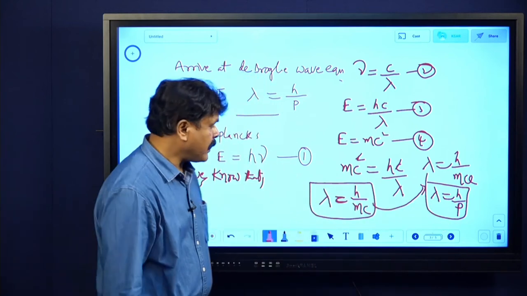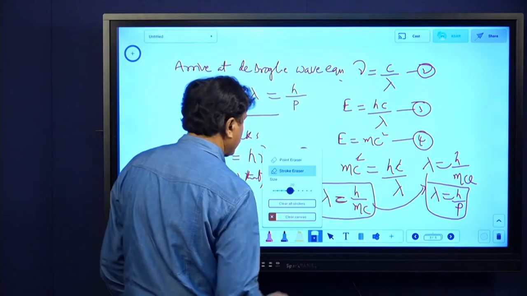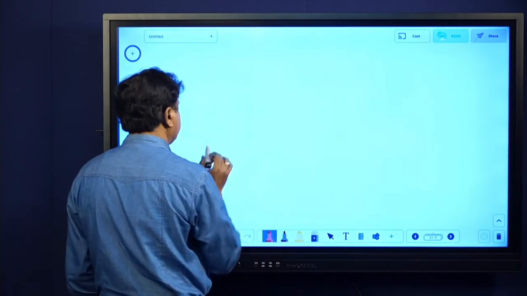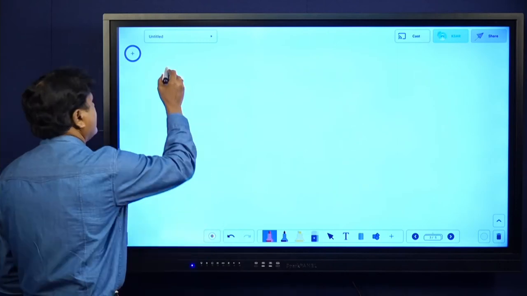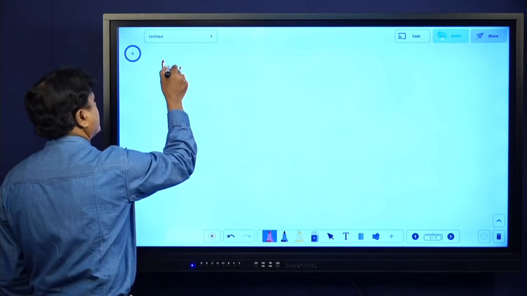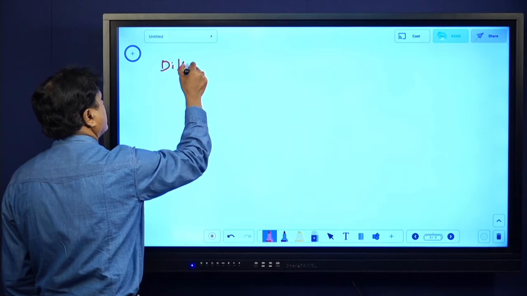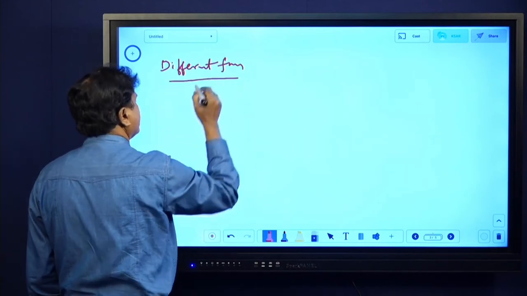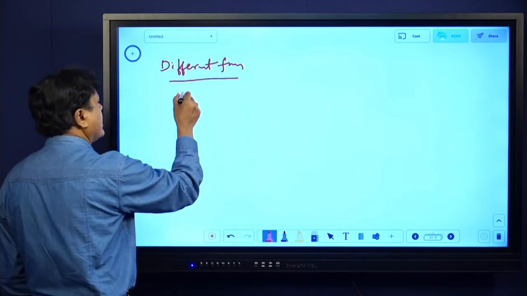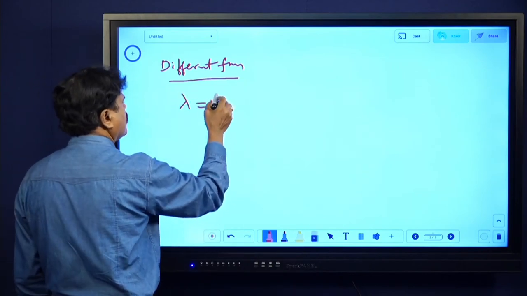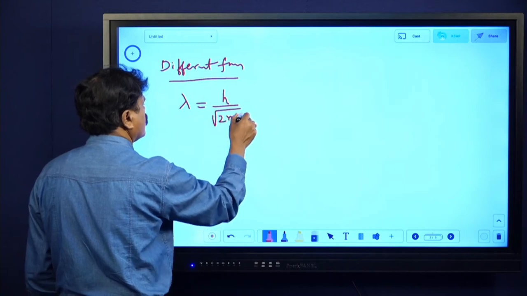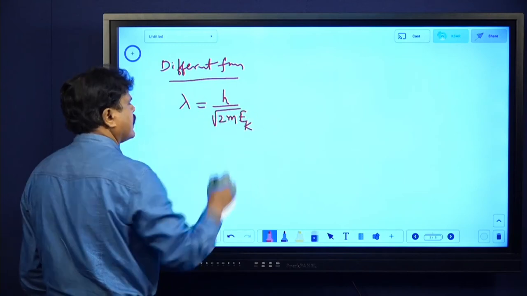That's it. Now here, one more. Observe this. These are different forms of the wave equation. Try to know about that. How to get it is not required, or if you want, we can show it. Lambda equals h by root of 2mEk, where Ek is the kinetic energy.